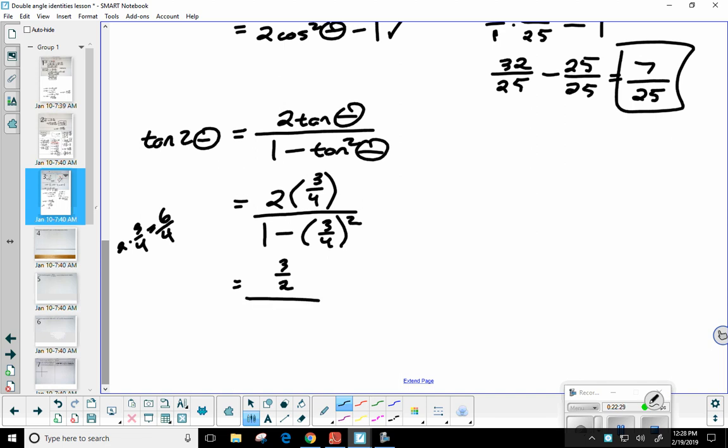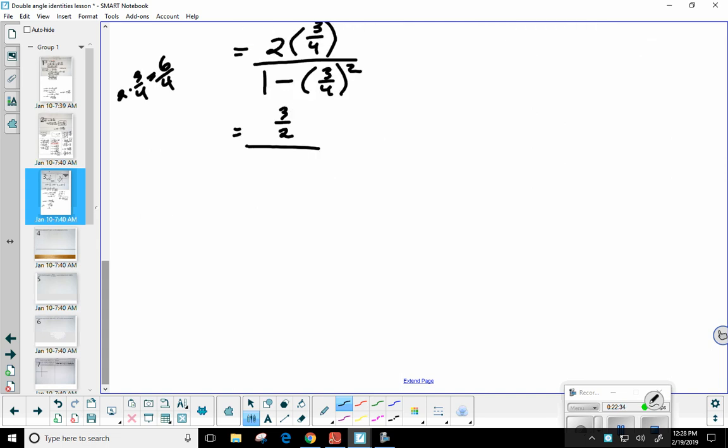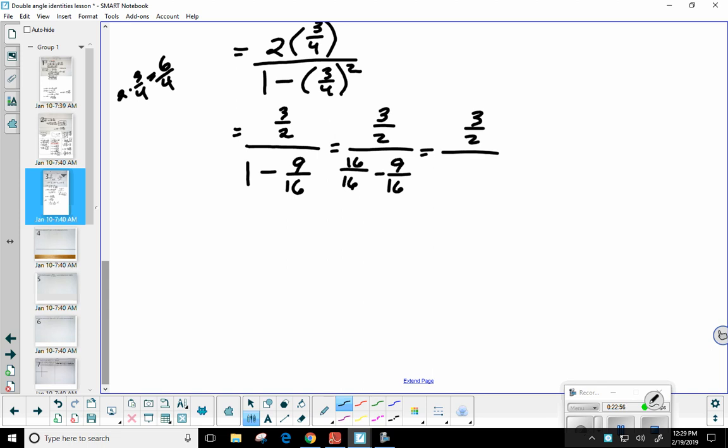Is everybody okay with that numerator? So what's a 3/4 times a 3/4? That'd be 1 minus 9/16. I've got the 3/2 up top. So what's the common denominator this time? We're working in the denominator now. So 1 is just 16 over 16. So 3/2 over 16 minus 9, so 7/16. And what happens when you divide by a fraction?